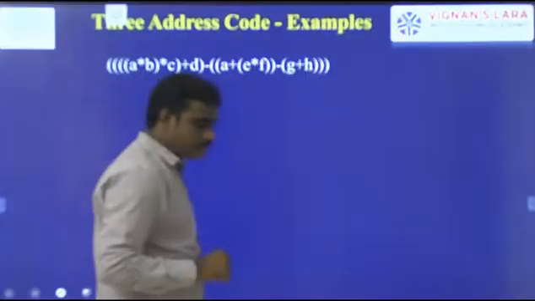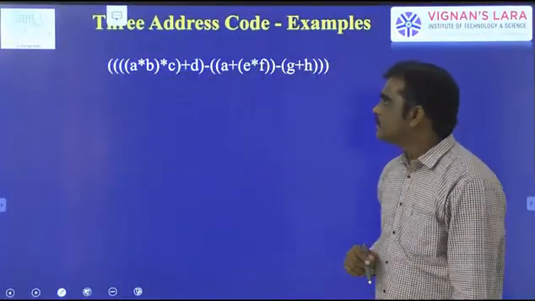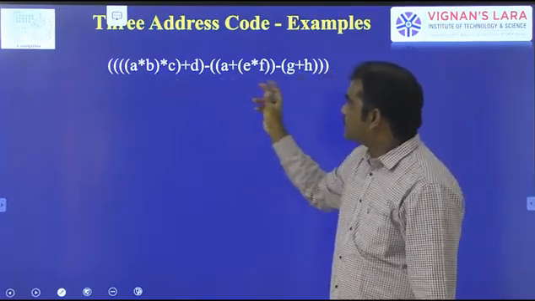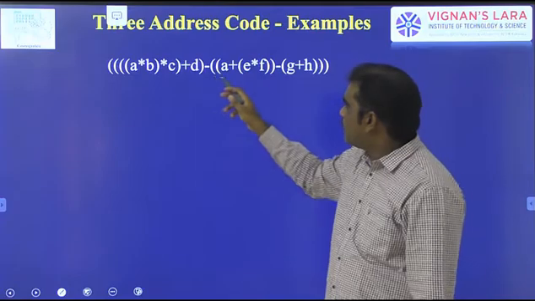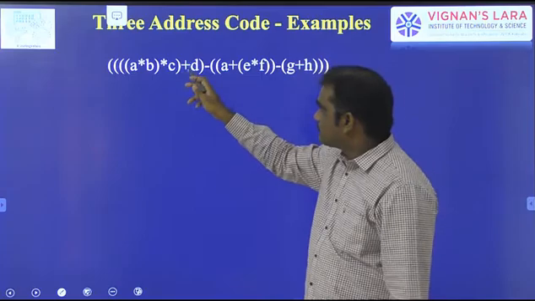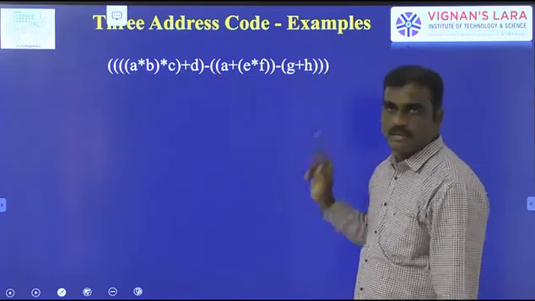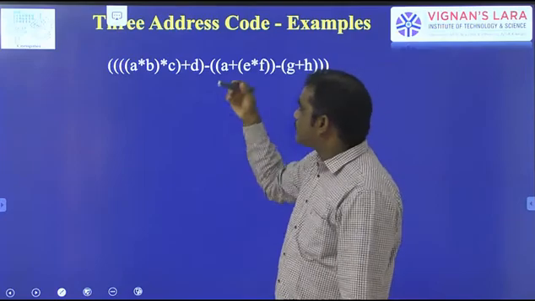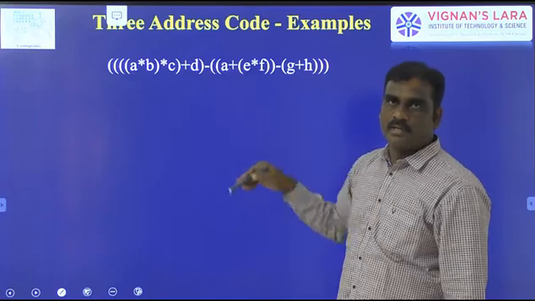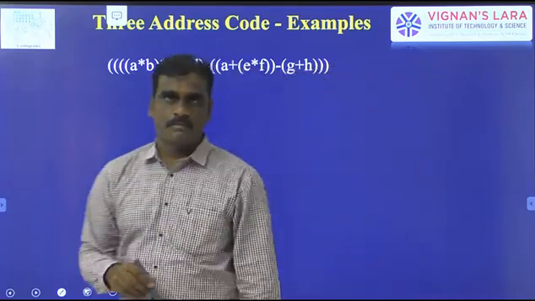Next example. See, so many parentheses are there, so many operands are there, and different operators are there: multiplication, addition, subtraction, like that. Now convert this expression into 3 underscore form. Before converting into 3 underscore form, first understand the given expression.